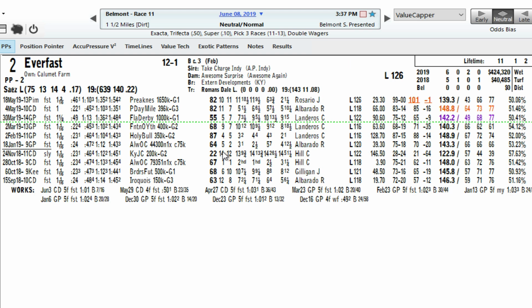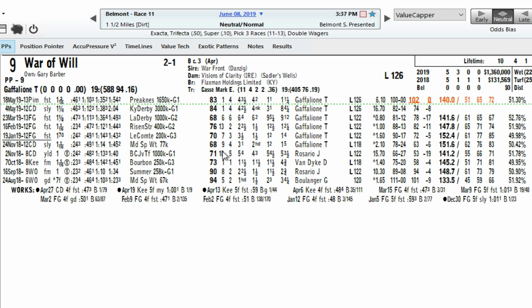Everfast, another deep closer. Again, I'm not sure that's appropriate for how the Belmont goes. I just don't see a bunch of horses going for the lead, fighting for the lead here, which would set it up for a closer. So I'm a little sanguine about the chances of the deep closers.